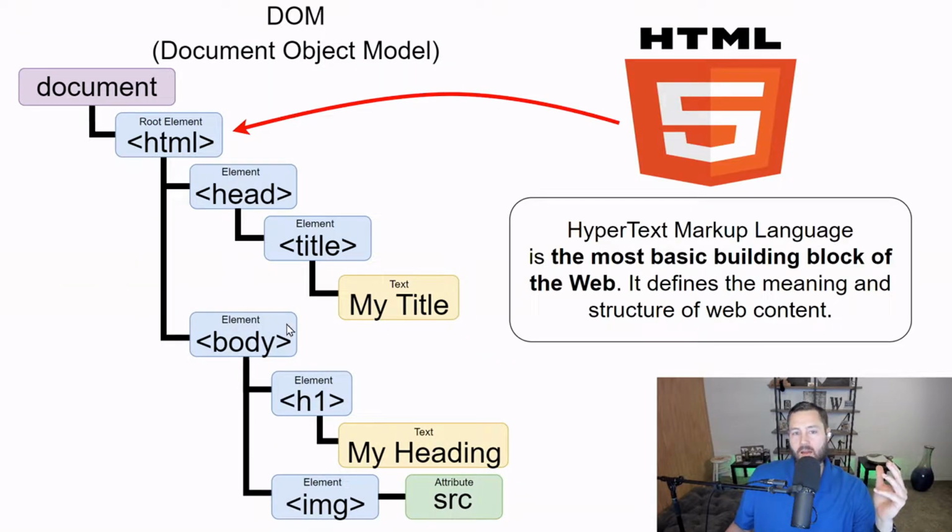Now, looking at our root element here inside of our document, it's going to be HTML, Hypertext Markup Language, which is the most basic building block of the web. It defines the meaning and structure of our web content. And the basic building block of HTML, well, that is the element. So let's go ahead and take a look at that.